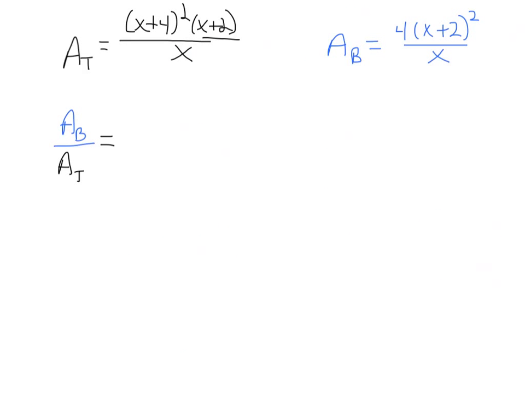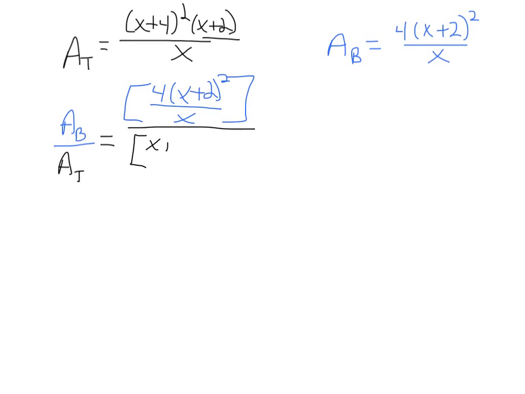So the probability of the marble landing in the blue area is the area of the blue area over the area of the total area. So we're going to get this fraction, which is the area of the blue, 4 times x plus 2 squared over x, divided by the fraction of our total area, x plus 4 squared, x plus 2 over x.